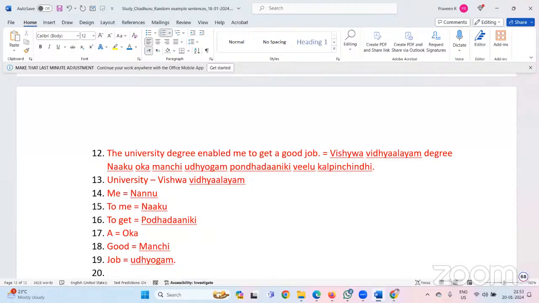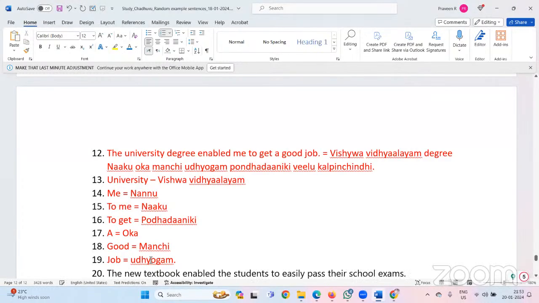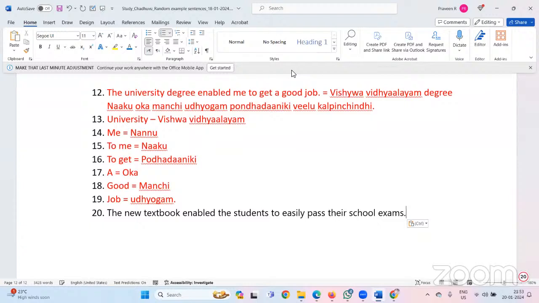Okay. Praveen Garu, I have suggested a sentence in the chat box. That's good. Let me copy and paste. So it should be the same pattern, I think. So the new textbook enabled the students to easily pass their school exams. Perfect, Andy. Okay. Now, Praveen Garu, I will give you the vocabulary from this sentence. Then you frame the sentence.